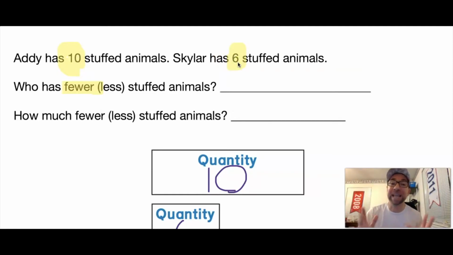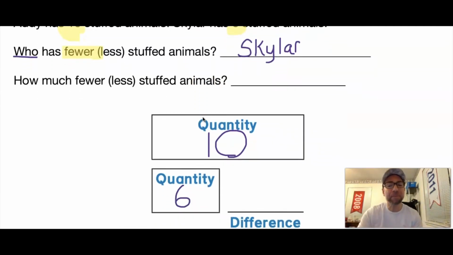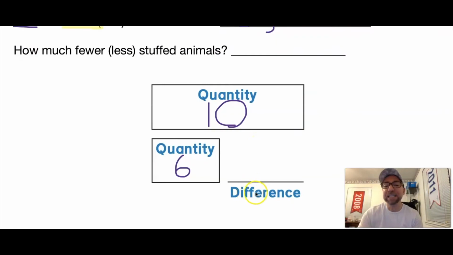Well, you're all saying the number 6 is less. But remember, who means a name. So I have to answer that question by putting in a name. Skylar has less stuffed animals. How much fewer stuffed animals? That's like saying how much less. Remember, we want to find the difference.